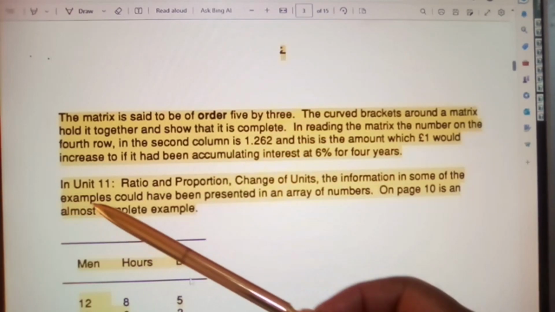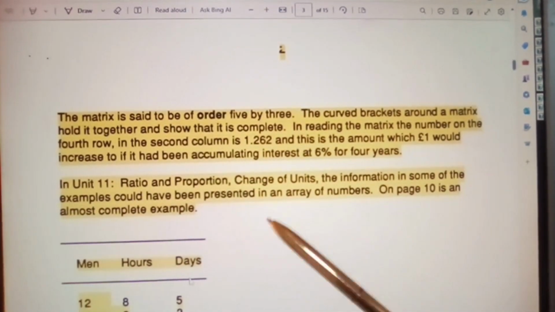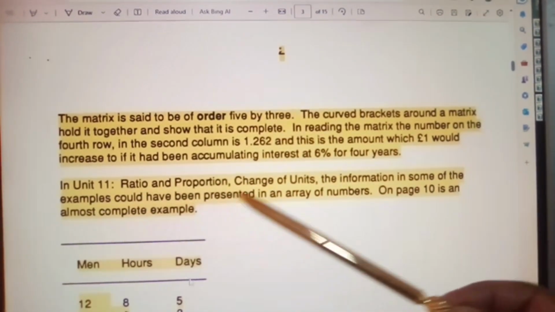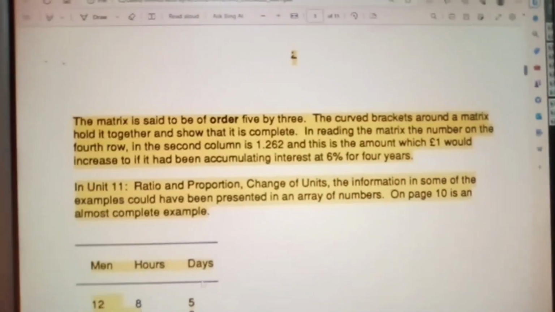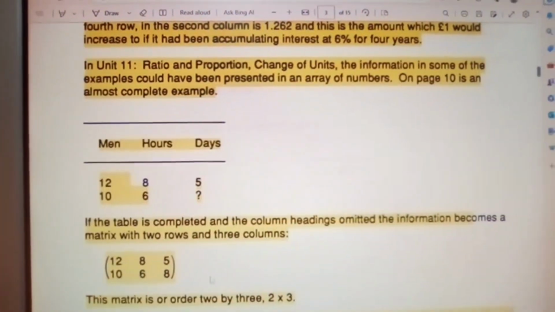Now, never mind Unit 11. That's just some work that I would have done previously, but this does not apply to you, so don't worry about this bit here. Leave that. Let's just deal with what is relevant to you.